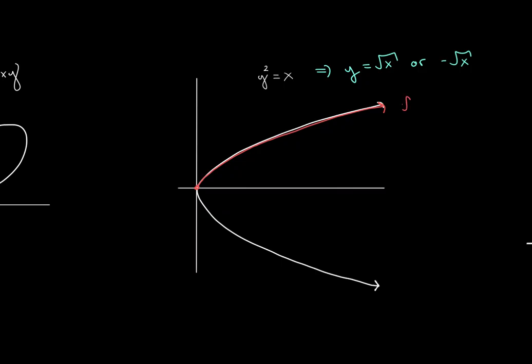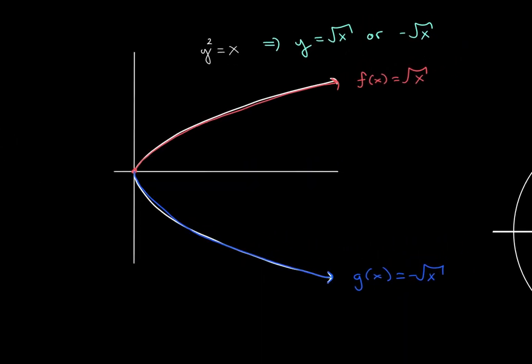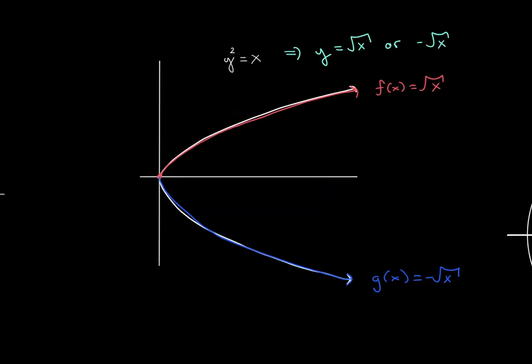So maybe I'll call this one f of x equals root x. But there's also this negative root x down here. And maybe I'll call this one g of x. This is equal to negative square root of x. All right? So in this case, this does not describe a function. The equation doesn't describe one function. There are actually two different functions, the top half of the parabola here and the bottom half of the parabola here, that satisfy this equation.